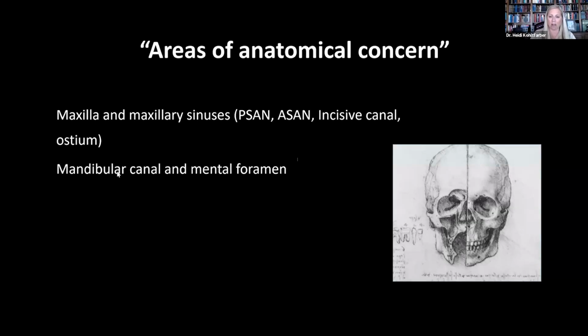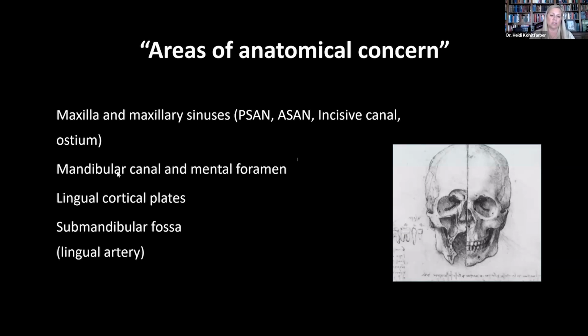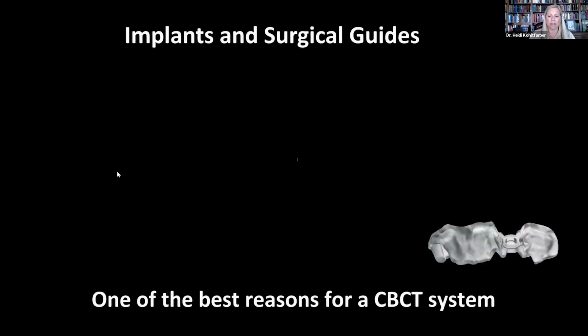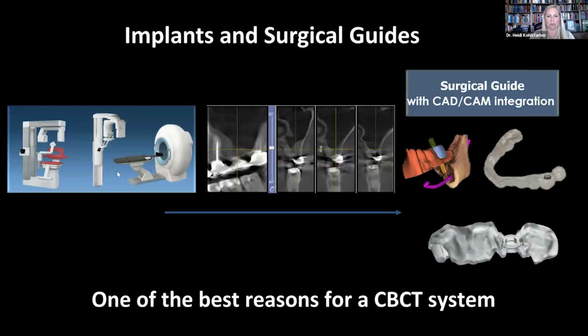Of course, mandibular canal and mental foramen, our lingual cortical plates, we don't want to breach those. Remember our submandibular fossa, we have our lingual artery extending through that area. We can look, for example, at the bone quality, such as large marrow spaces. One of the best reasons for a CBCT system is a surgical guide. And this will give you really a recipe, a cookie cutter recipe to follow.